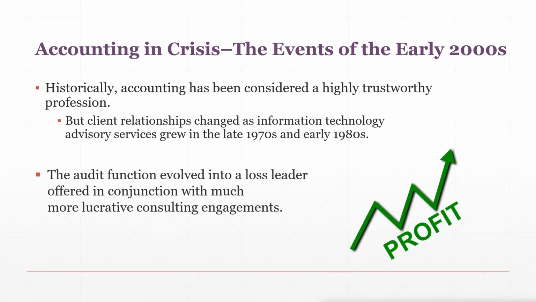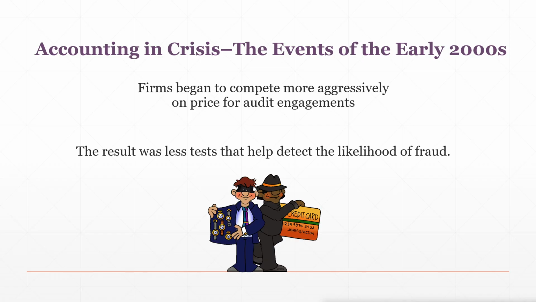What other events of the early 2000s? Historically, accounting had been considered a highly trustworthy profession, but client relationships changed as information technology advisory services grew in the late 70s and early 80s. The audit function evolved into a loss leader offered in conjunction with much more lucrative consulting engagements. So accounting firms are not immune to profit motive. Firms began to compete more aggressively on price for audit engagements, and the result was fewer tests that helped detect the likelihood of fraud.